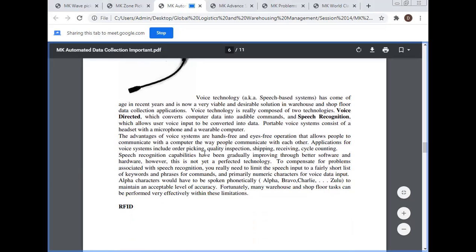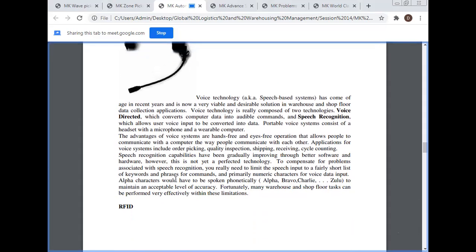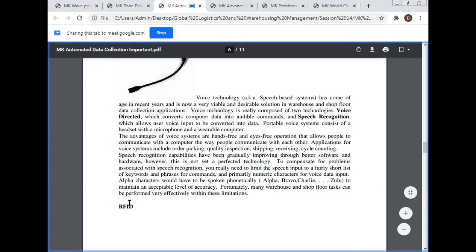Applications for voice systems include order picking, quality inspection, shipping, receiving, and cycle counting. Speech recognition capability has been gradually improving through better software and hardware. However, this is not yet a perfect technology, so you need to compensate for problems associated with speech recognition. You really need to limit the speech input to a fairly short list of keywords and phrases of the command, and primarily numeric characters for the voice data input. Alpha characters would have to be spoken phonetically.